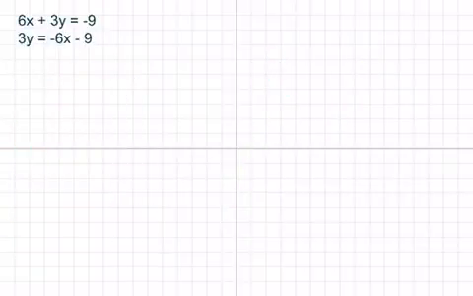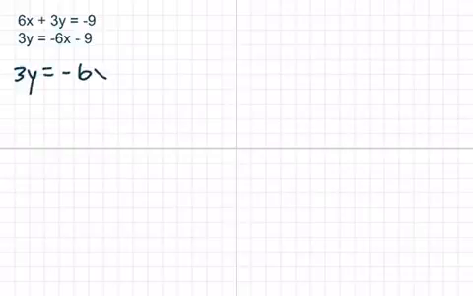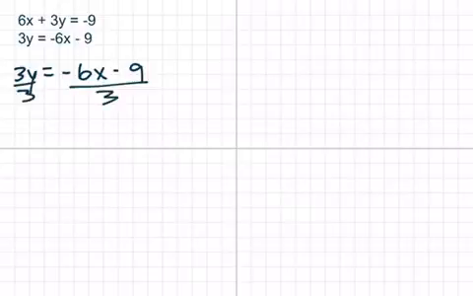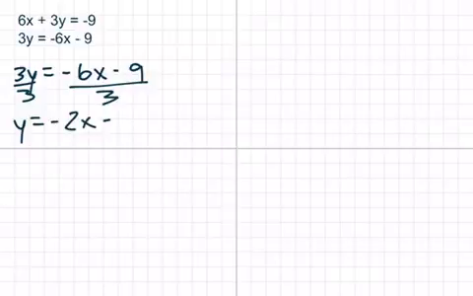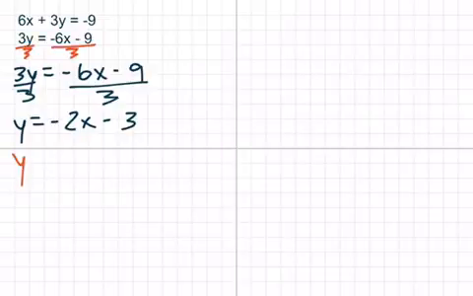Okay. All right, so last one here. Let's take a look at this one. For this one, we're going to start off same thing, and we're going to isolate the y. So on the very first one, we're going to subtract the 6x. So we get 3y is equal to -6x minus 9. Divide by 3. And we end up with y equals -2x minus 3. Then for the second equation, all we have to do there is divide by 3. And we end up with y is equal to -2x.